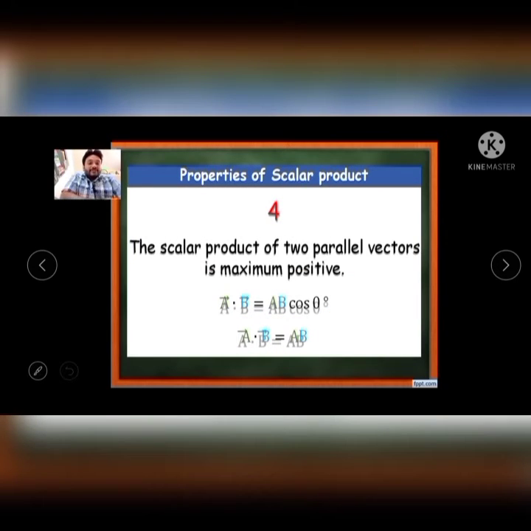Now the fourth property: the scalar product of two parallel vectors is maximum and positive.